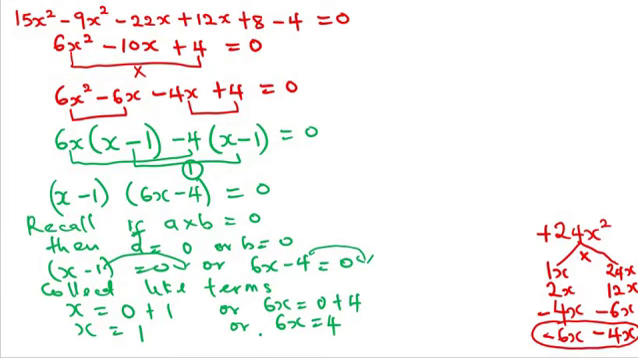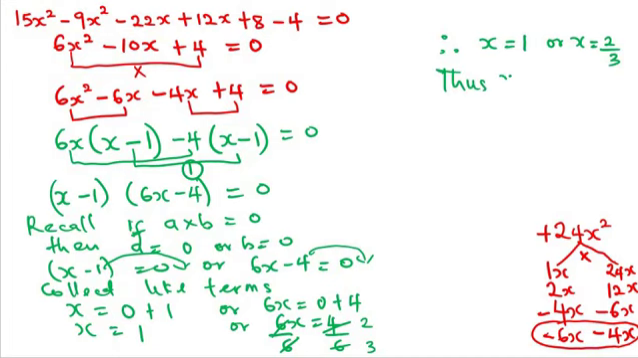Now from this right hand side, I'll divide both sides by 6 to get the value of x. 6 cancels 6. x equal to 4 over 6. Now 2 is common. 2 in 4 gives me 2. 2 in 6 gives me 3. So therefore, our answer becomes x equal to 1 or x equal to 2 over 3. This is what our value will look like. So x is equal to 1 or 2 over 3. This is the final answer.